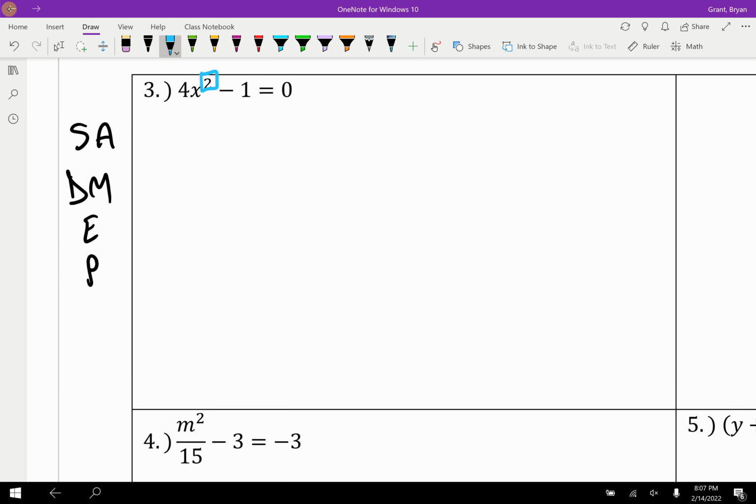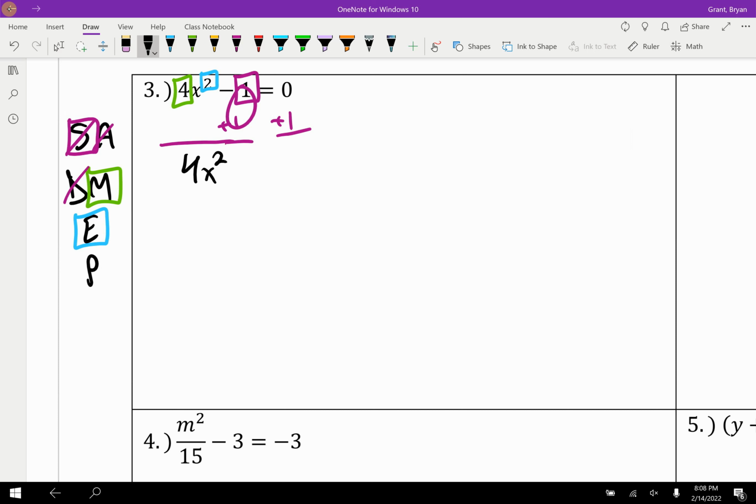So exponent of 2, it's down here. We have a 4, that's multiplying, and we have a 1, which is subtracting, very similar each time. We'll add 1 to both sides, and that takes care of my subtraction. There's no addition, no division. So we're down to 4x squared equals 1. Our 4 is multiplying, and we still have the exponent of 2. So let's go ahead and divide off the 4, and we have to do that to the other side as well, I think.